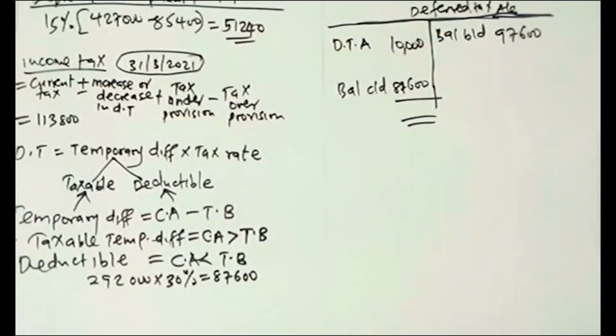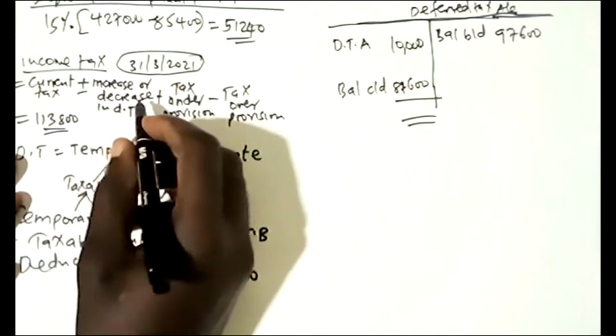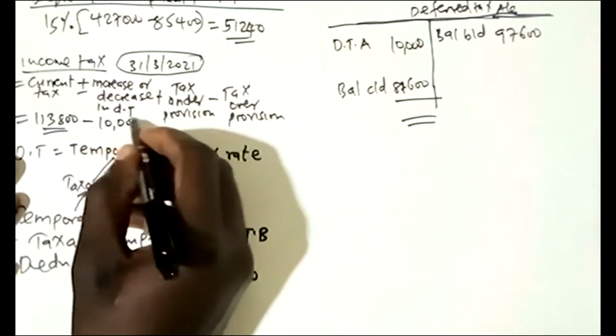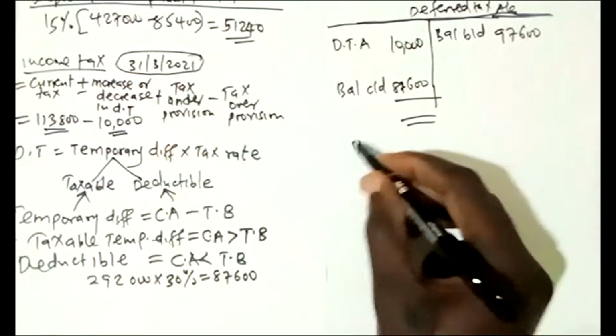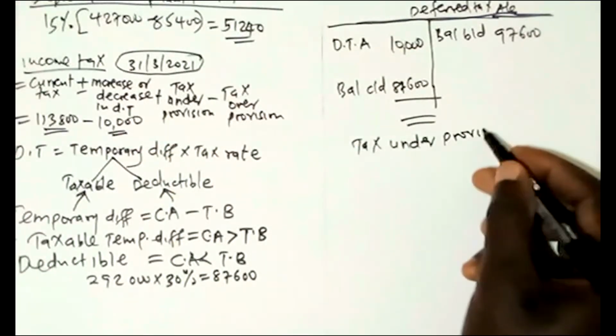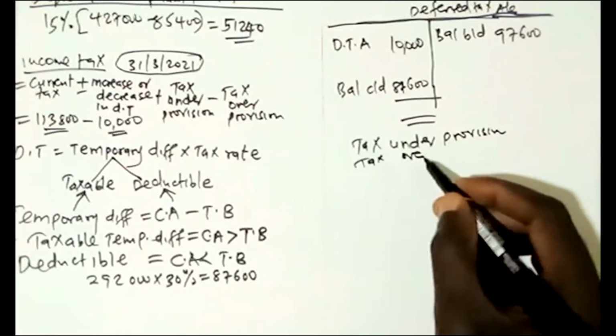So we say that to get your income tax, it is equal to the current tax, which we talked about. Then there is an increase or decrease in deferred tax, whereby we have a decrease of 10,000, which is a deferred tax asset. Then we check if there's a tax under provision or a tax over provision.